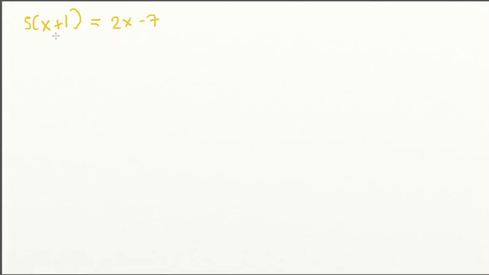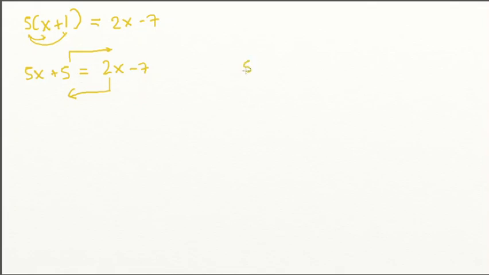So what we'll do here, we will expand this and rearrange this equation in such a way that we have all x's on one side of the equation and all numbers on the other side. So let's take a look at this. If I expand, I'll get 5x plus 5. This will be equal to 2x take away 7. So I can get this 2x to the other side and 5 to the right.